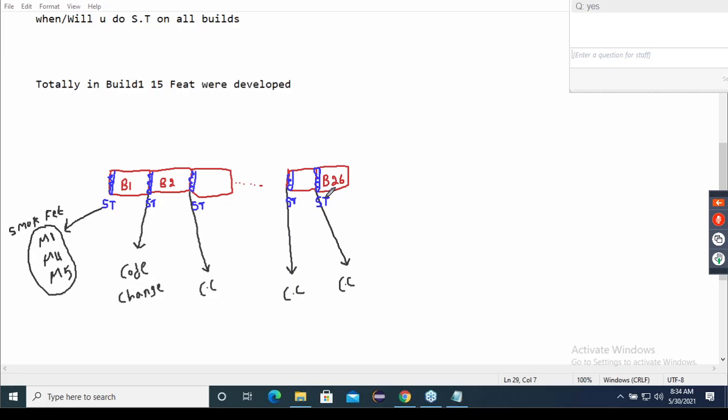We have to do smoke testing in every build. What is the reason? Correct. We have to do smoke testing in every build because of the code changes. That everyone would have understood. It's very easy to understand. But now he's asking one cross question, guys.